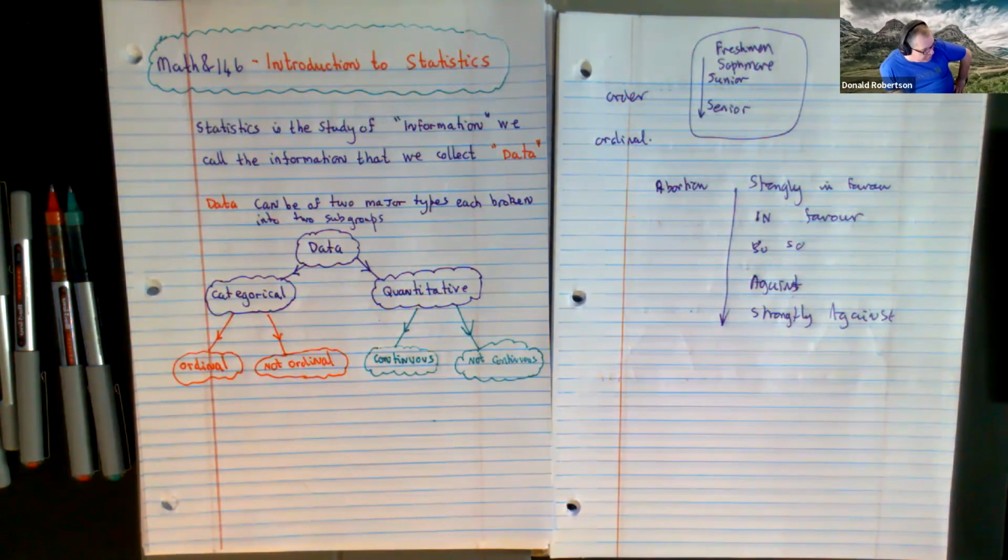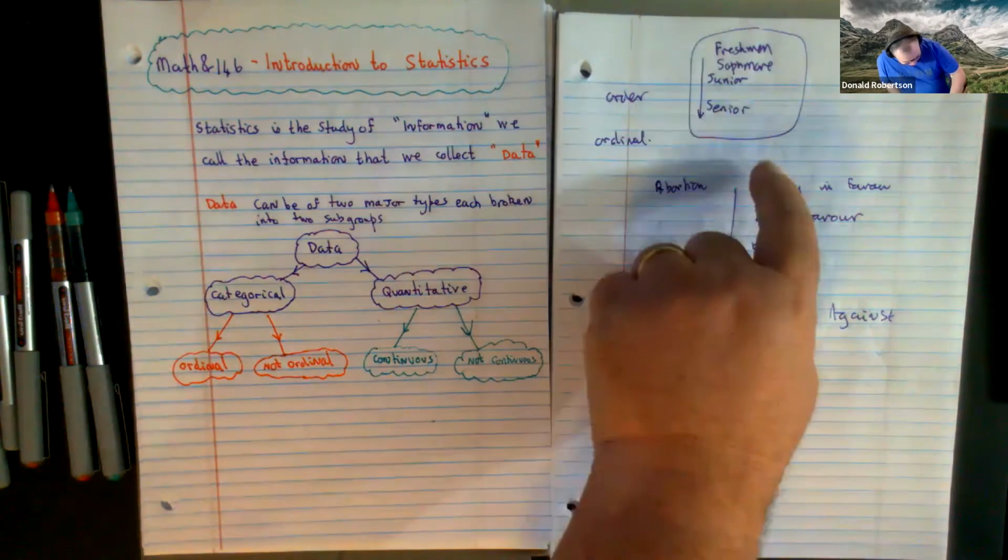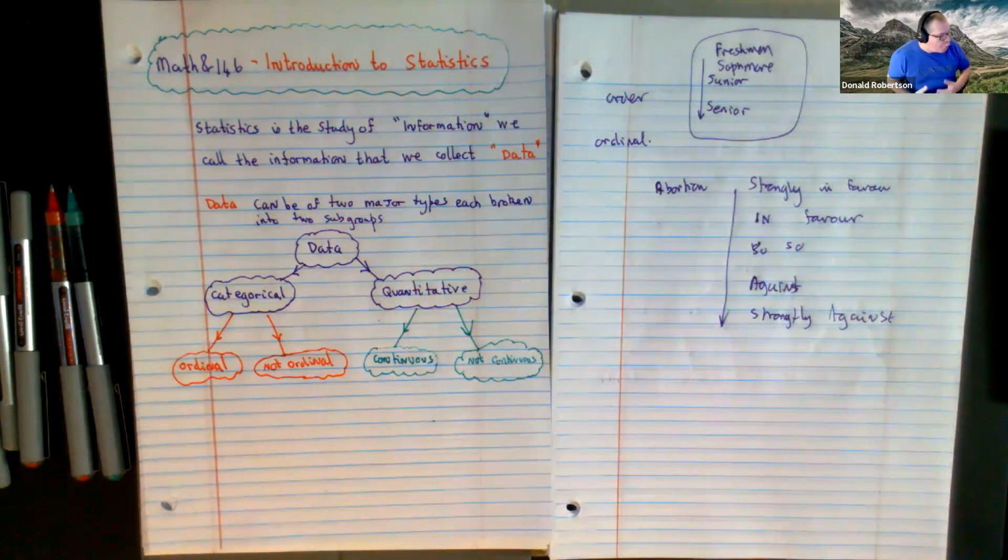How about countries? And you could put them into alphabetical order. That's just off the top of my head. That's an example of ordinal, right? If you can put the things into some kind of reasonable order, something that makes sense, then you would call it ordinal.